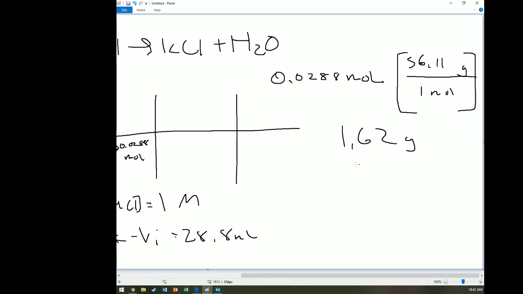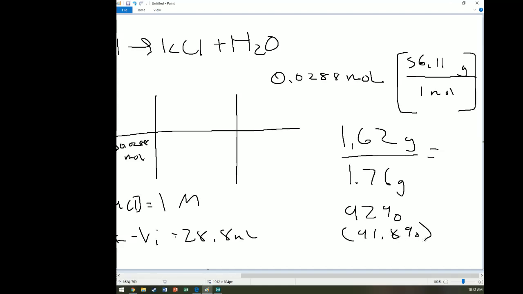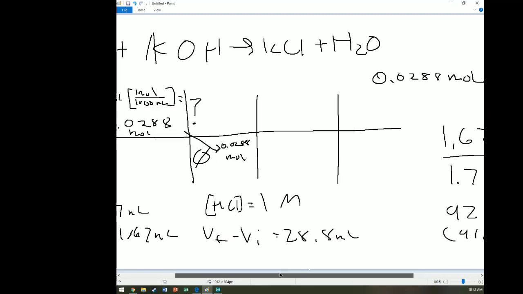1.62 grams, and since we know that the sample mass was 1.76 grams, which was given in the question, we get that the sample had a purity of about 92%. It was 91.8%. So the sample had a purity of 91.8%.